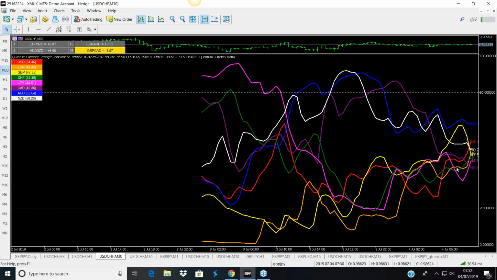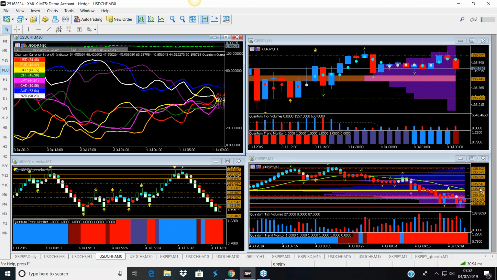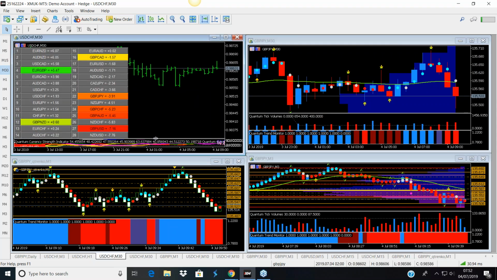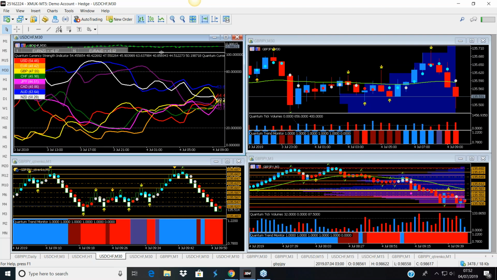Very small, not huge, but what attracted me to this was the steepness of the lines, and it looked like it had a bit of momentum behind it. And then my profile for the pair runs this way. Let's move that to 30-minute rather than an hour. I have the combination of the matrix and the CSI.